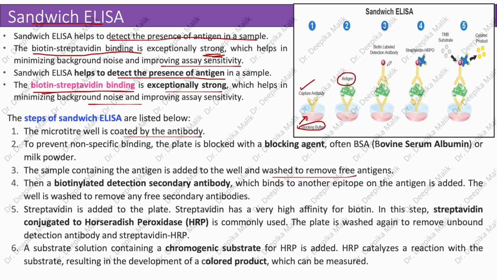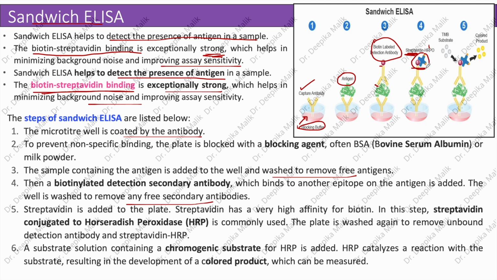Then a biotinylated detection secondary antibody, which binds to another epitope of the antigen, is added. The well is washed to remove any free secondary antibodies. Streptavidin is then added to the plate. Streptavidin has a very high affinity for biotin. In this step, streptavidin conjugated to horseradish peroxidase, which is basically our enzyme, is commonly used.